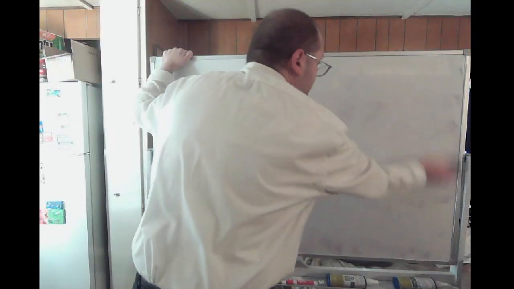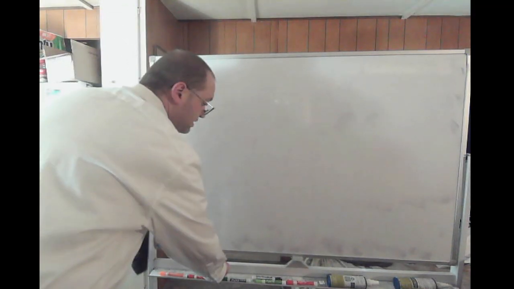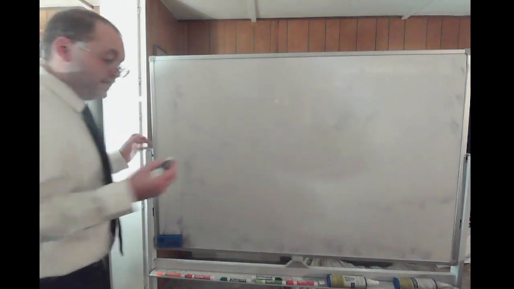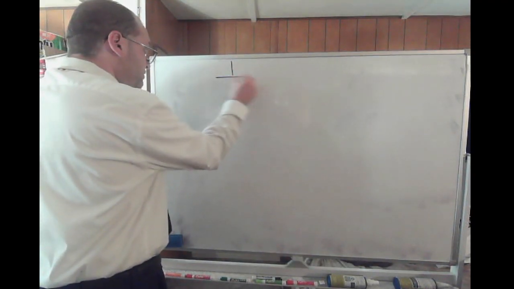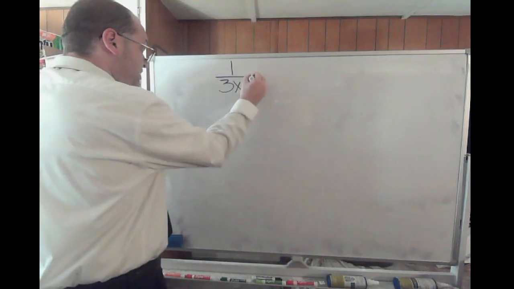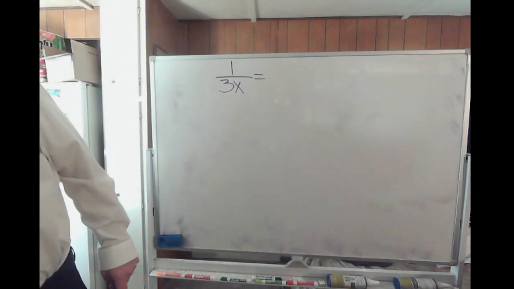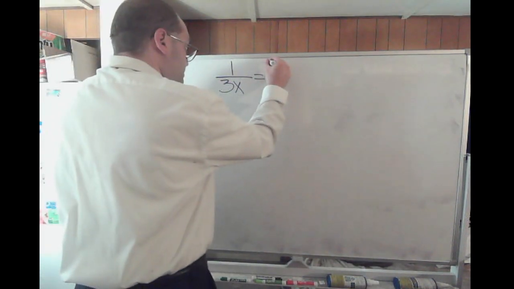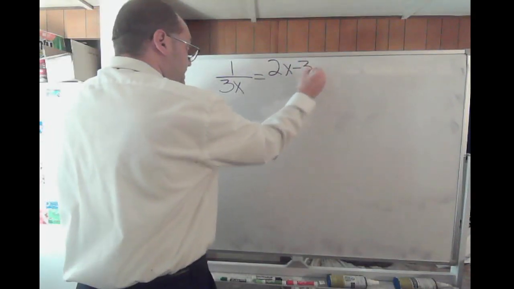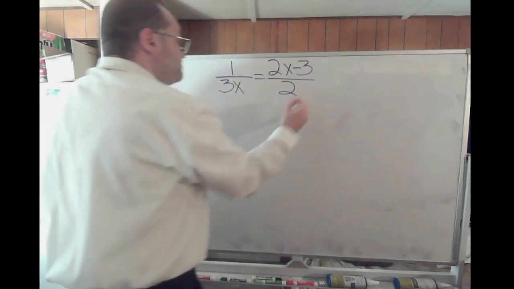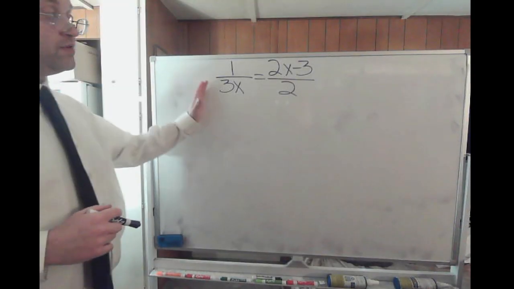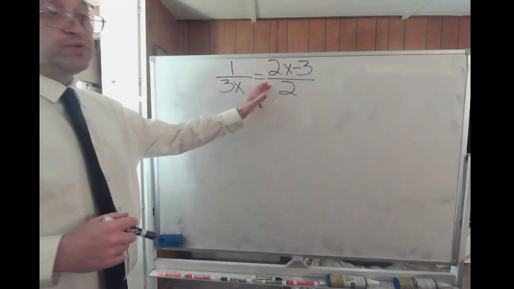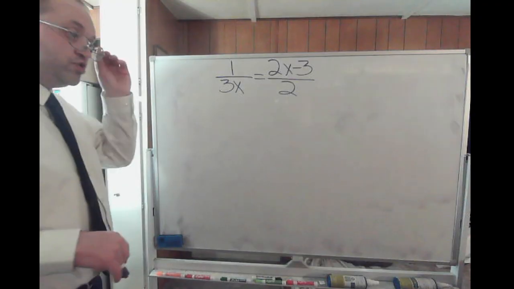I should have just 1 to 2 more. Okay, what do we have here? I'm going to do 2 more. So we have 1 over 3x is equal to 2x minus 3 all over 2. So we have 1 over 3x is equal to 2x minus 3 over 2. So we're getting practice with some proportions.